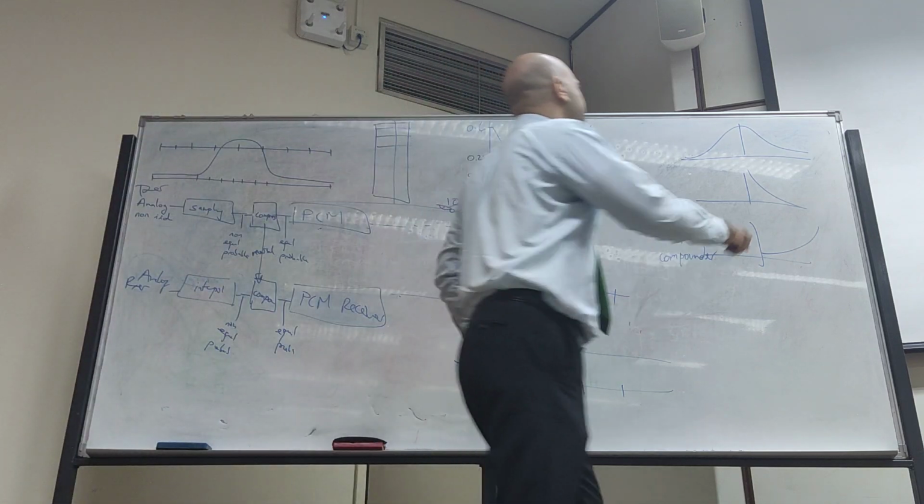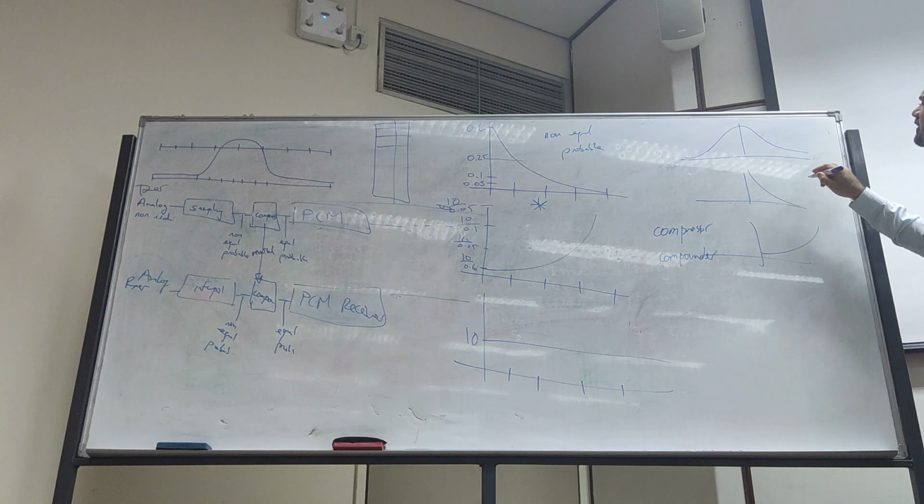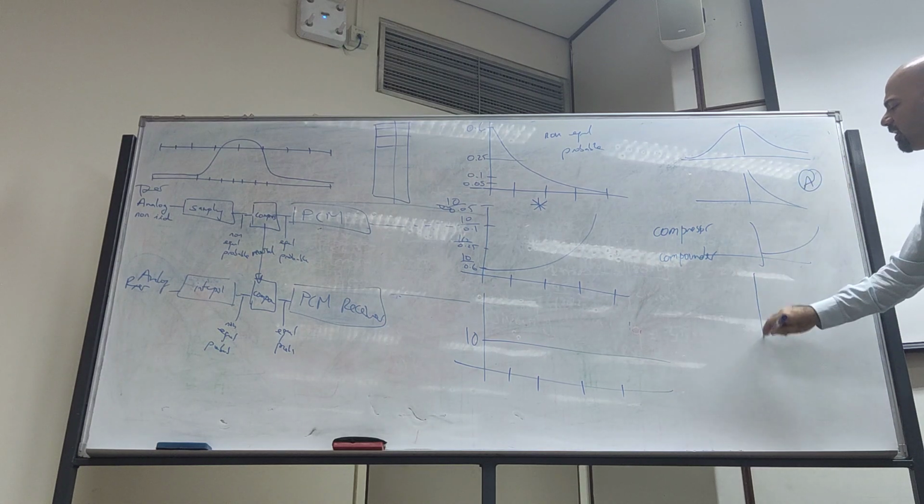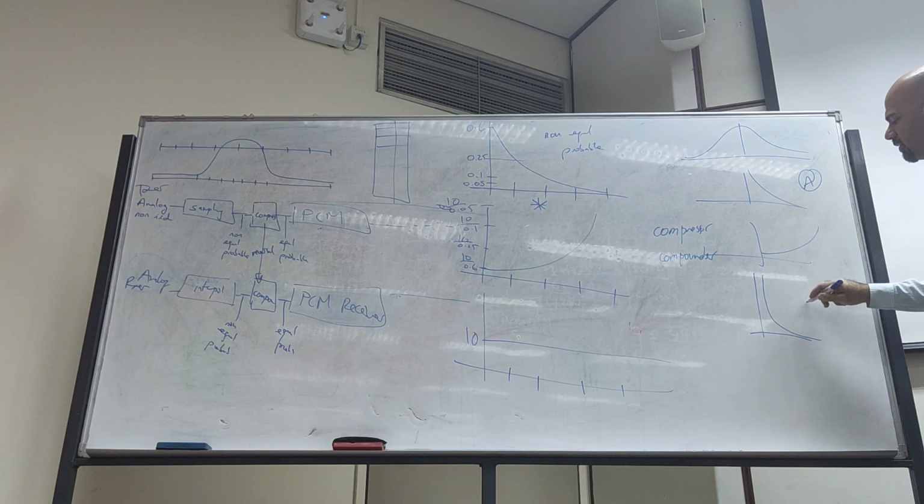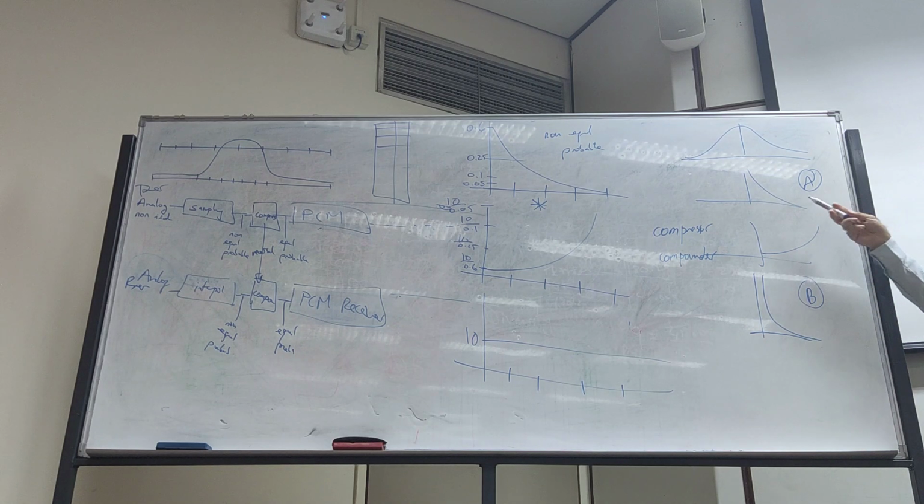Here I have this distribution, distribution A. Here I have another distribution, distribution B. Both of them are exponentially decaying. What's the difference between them? This one is decreasing much faster, right?